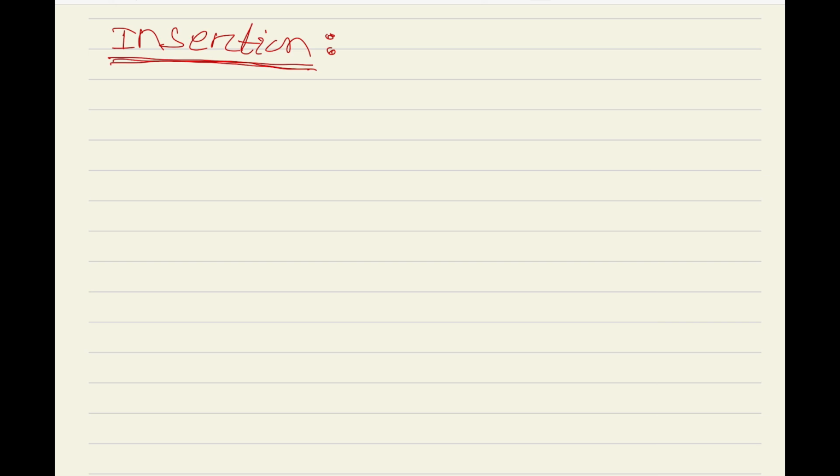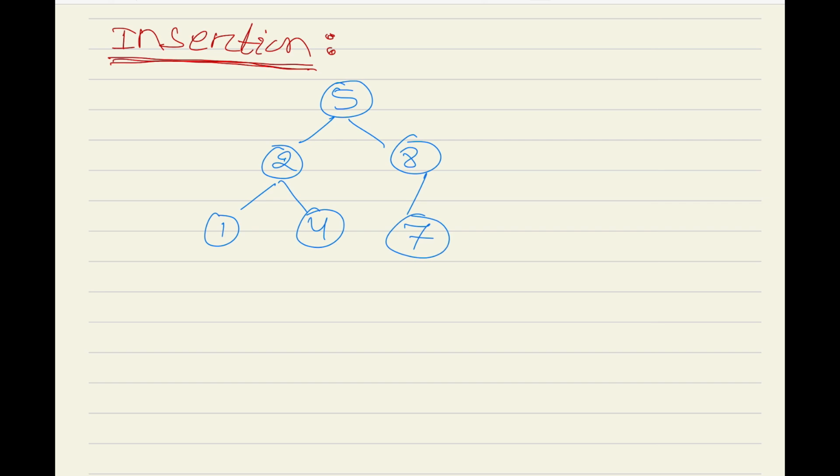So assume the binary tree is like this. 5 is at the root, then its left child is 2, the right one is 8, then it is 1, it is 4, it is 7. So assume this is the given AVL tree. Now we want to insert. Okay, so here we can also consider another one, 3. Now we want to insert another node 6 into this binary search tree.